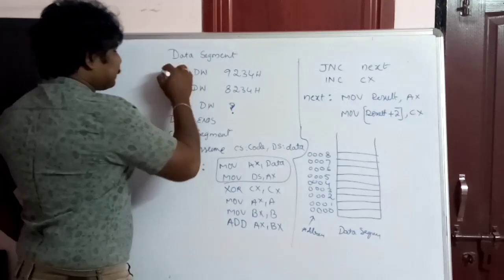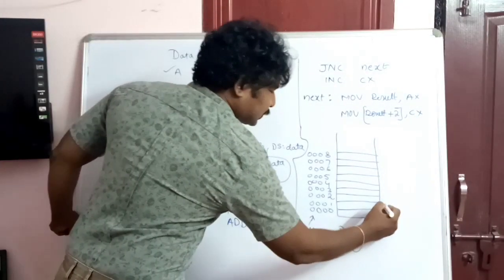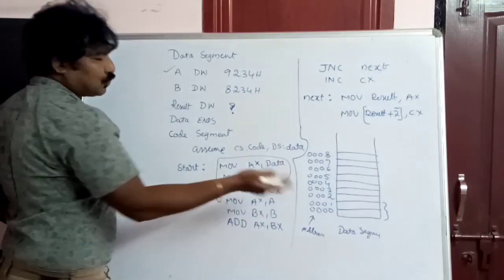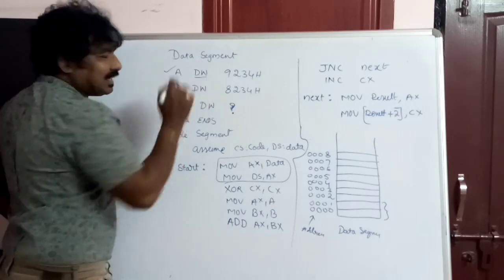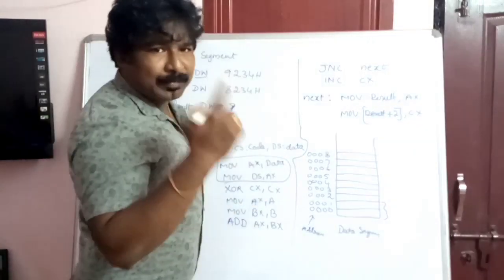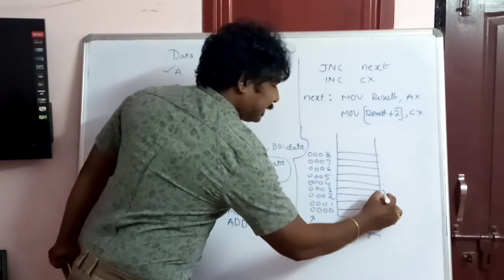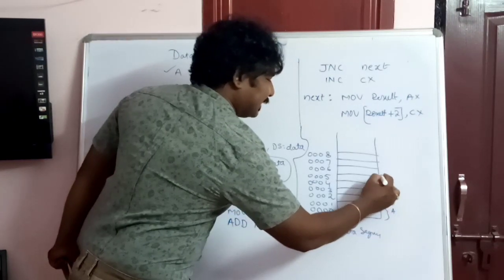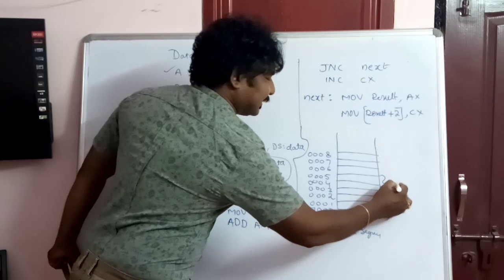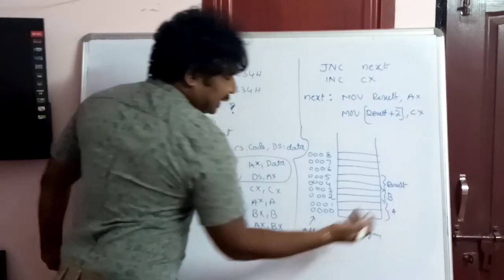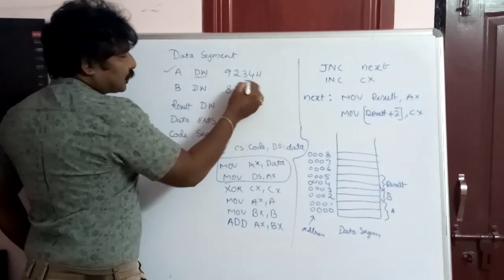Okay, so in the data segment the first variable is A. So these 2 bytes. Why are the 2 bytes reserved? Because I have taken DW, so that will allocate 2 bytes for me. So these 2 bytes are allocated for A, and these 2 bytes are allocated for B, and these 2 bytes are allocated for result.